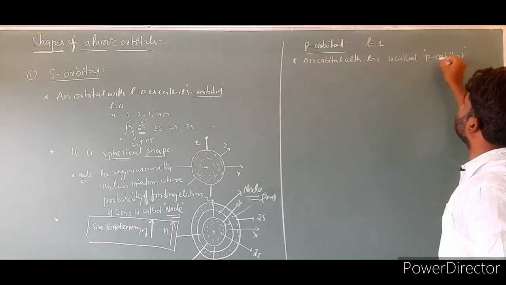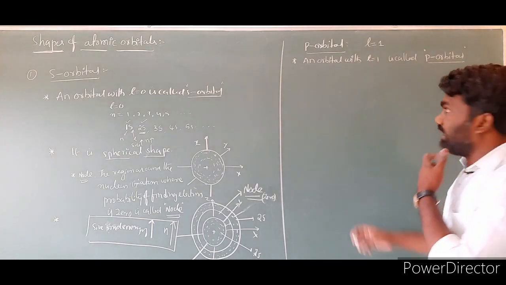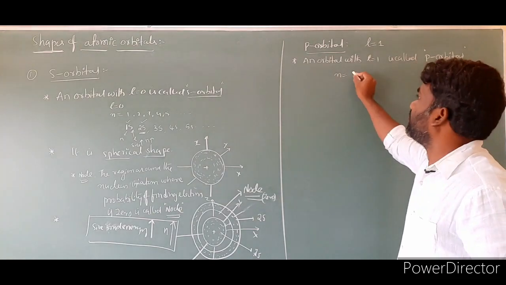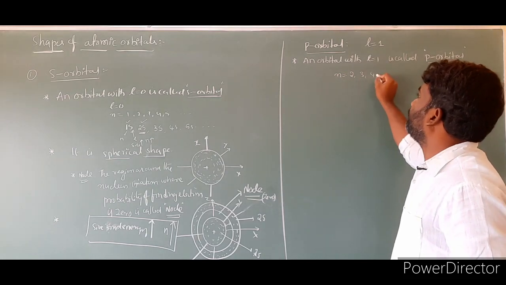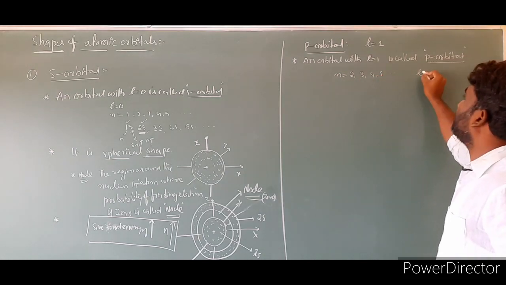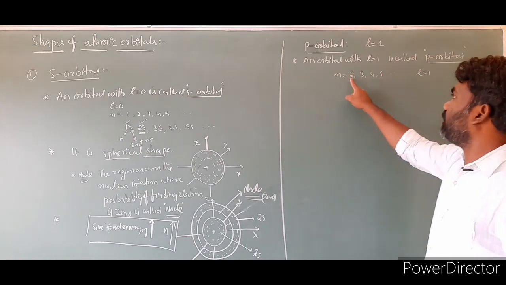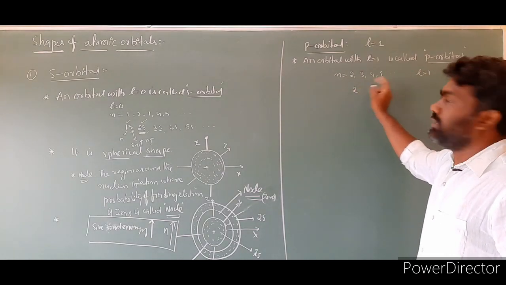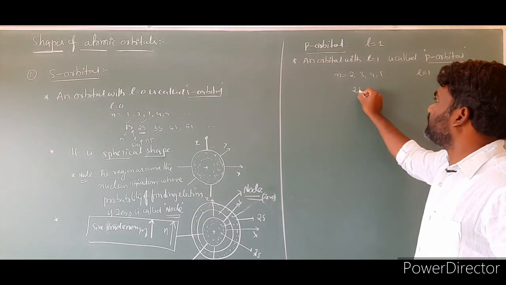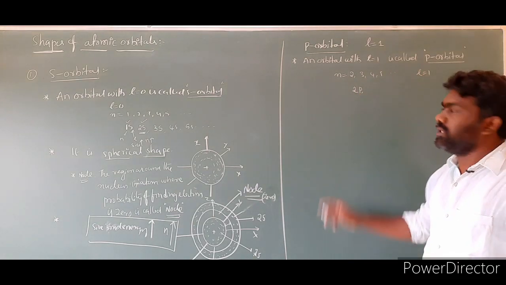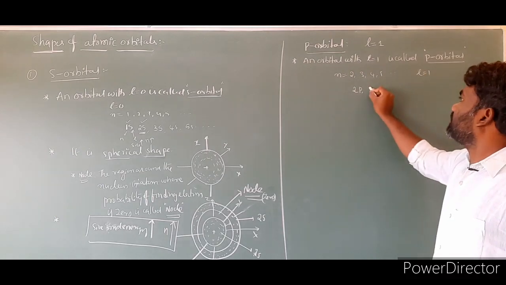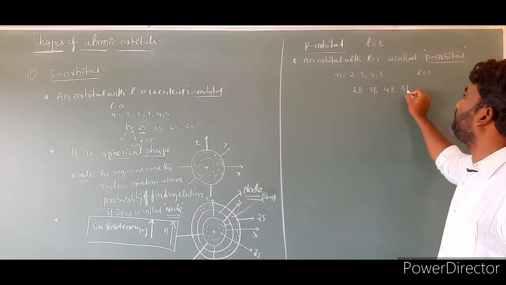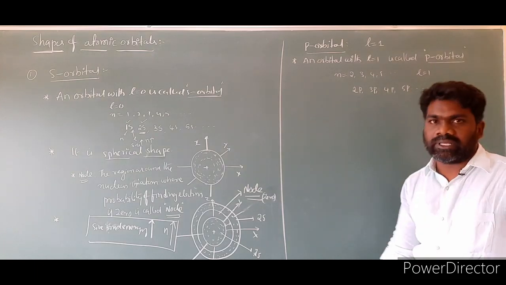So this is the definition of p orbital. Then I am taking n values, principal quantum number 2, 3, 4, 5 and so on, and L, the azimuthal quantum number, is equal to 1. So n is equal to 2, L is equal to 1, I write as 2p orbital. And 3, 1, so 3p orbital. 4, 1, 4p orbital. 5, 1, 5p orbital. These are different p orbitals.